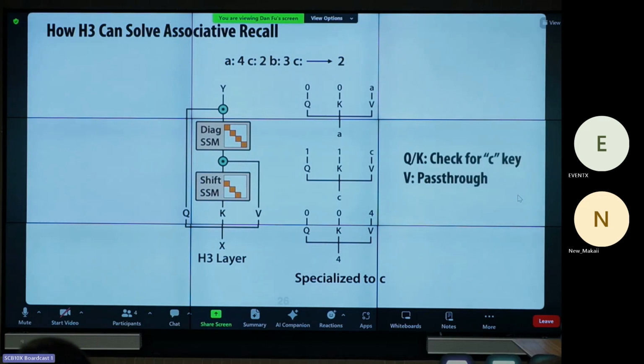The way we're going to do this is we're going to have these projection layers, Q, K, and V, and we're just going to check for a C token. The Q and K are just going to check: is this current token C? The V projection is just going to pass through whatever we see. So if you see the A token, V is going to pass through, but Q and K are going to be 0. If you see the C token, Q and K say, hey, this is something I want to remember, and you just pass it through. See anything else, and Q and K say, okay, this is not a C, but V we can pass through.